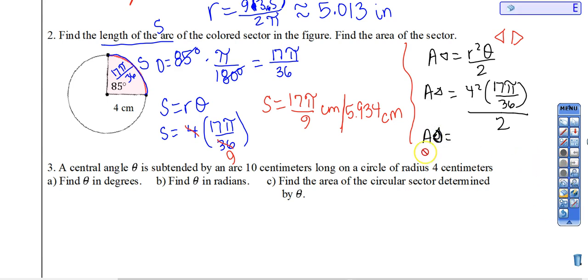That is a terrible sector. You guys go ahead and keep working. I'm going to redraw that.